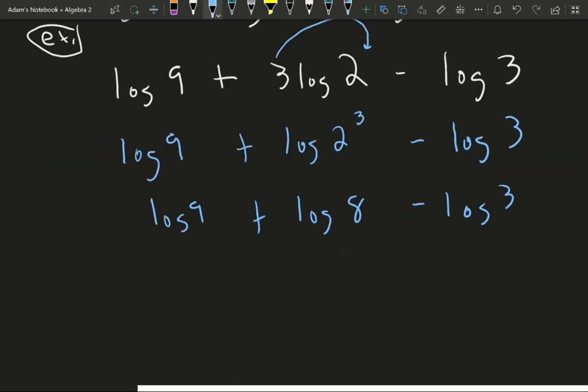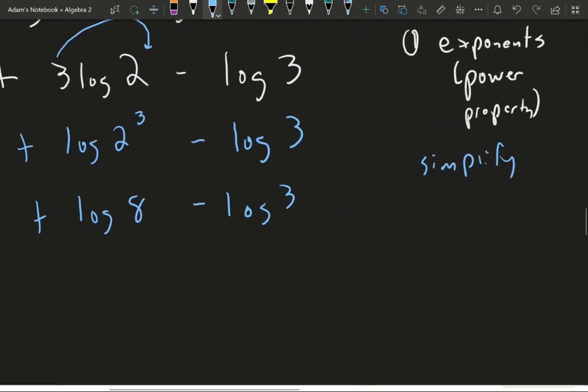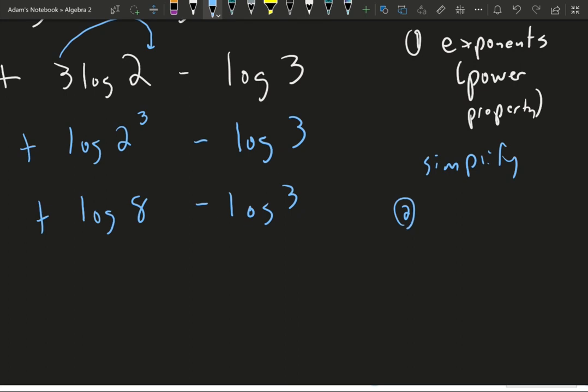All right, no problem. So now, from left to right, my second step is, any addition, I'm going to make that a product, right? That's going to turn into the product. And any subtraction, that's going to turn into a quotient. And you want to do that from left to right.